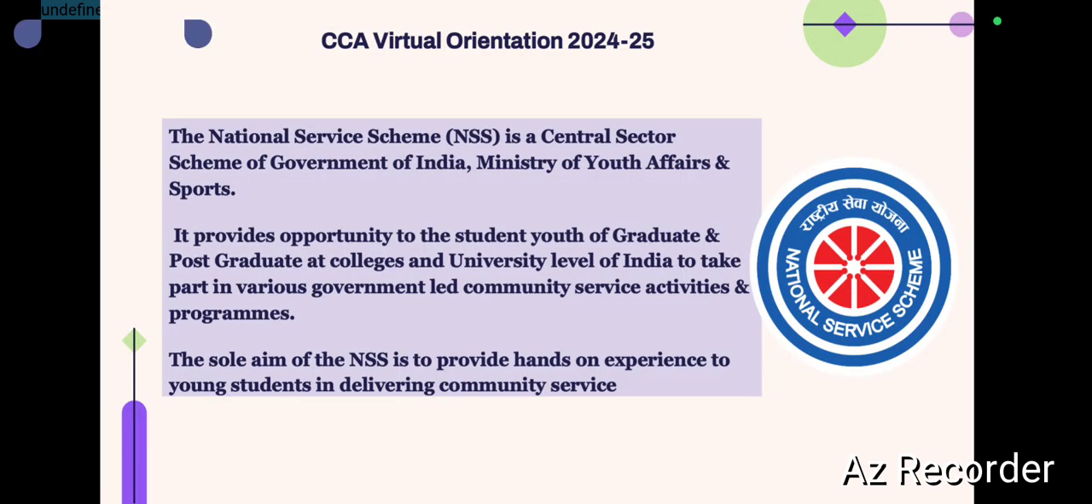Then we move on to the next course, that is NSS. NSS stands for National Service Scheme. It is a central sector scheme of the Government of India, Ministry of Youth Affairs and Sports, which provides opportunities to the student youth of graduate and postgraduates at college and university level of India to take part in various government-led community service activities and programs.